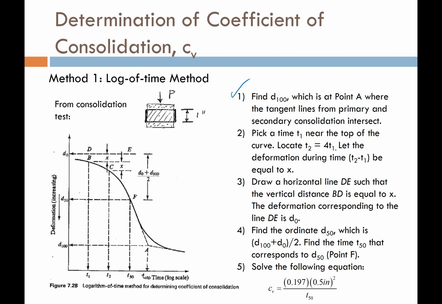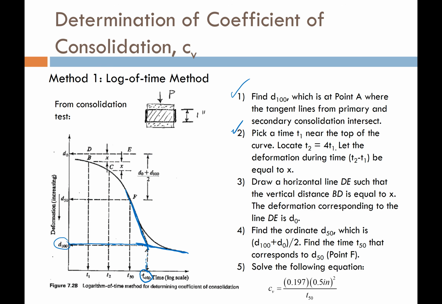What you're going to do is come to the steep portion of the curve and draw a tangent line. Then you come to the portion where we have secondary consolidation and draw another tangent line. Okay? Where those two tangent lines cross, that's what we call T100. The deformation associated with that is what we call D100. So step one is to find D100 and T100 on your plot.